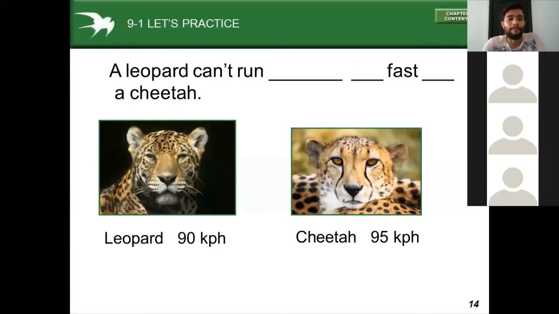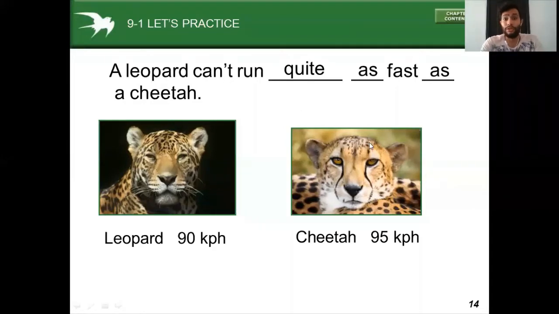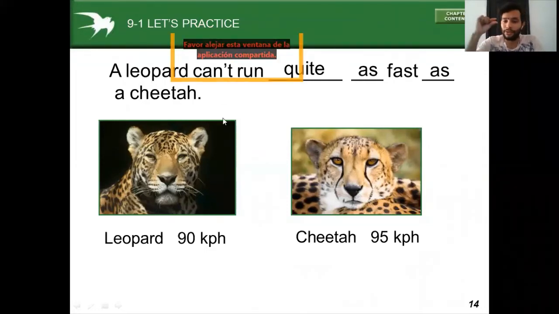Very good. Now, another example here. This is for the negative. Take a look. A leopard can run quite as fast as. Very good, right? So again, this is negative, right? So we use quite. And it shows a small difference. Yes, all right, very good.